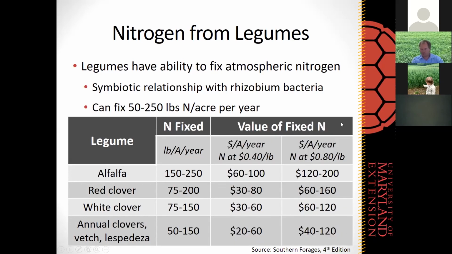And that has a real value to us. At 40 cents a pound of nitrogen, you can see anywhere from $60 to $100 for alfalfa. If it's 80 cents a pound for nitrogen, obviously it's double, $120 to $200 an acre value. It really is an amazing relationship that allows that plant to produce its own nitrogen, to fix atmospheric nitrogen into a form that the plant can use.